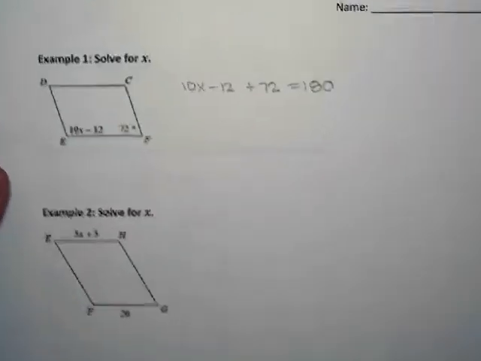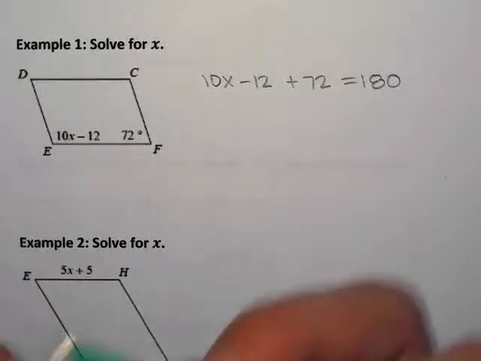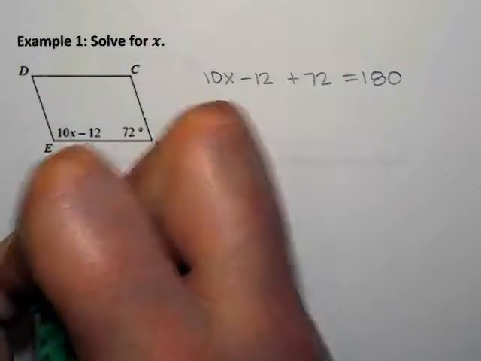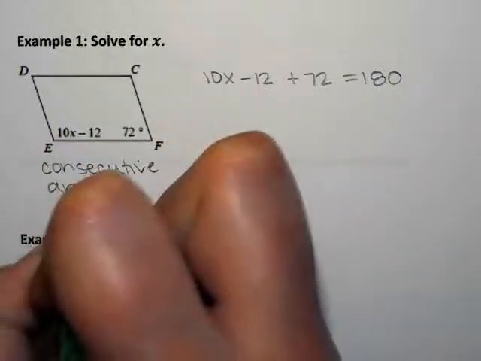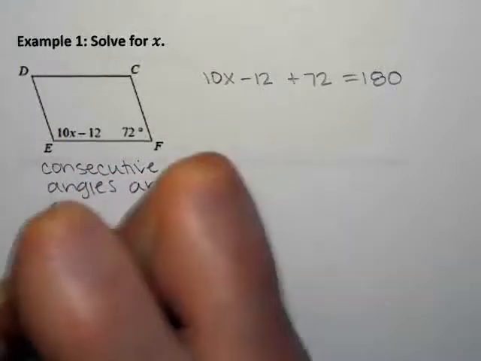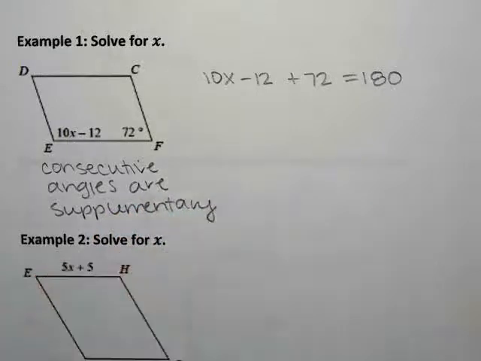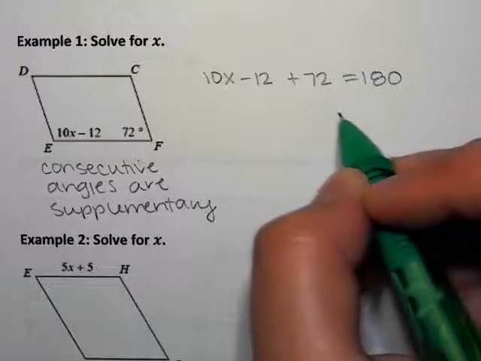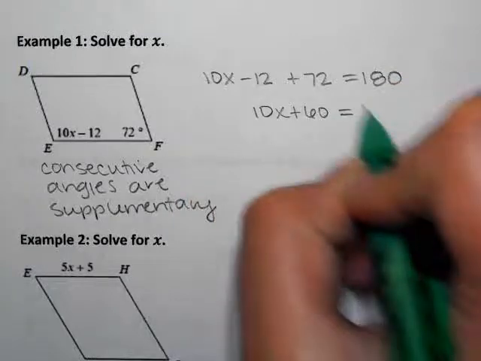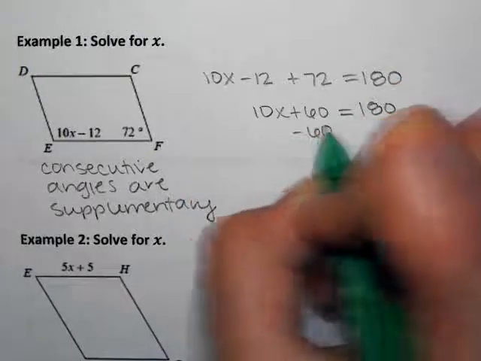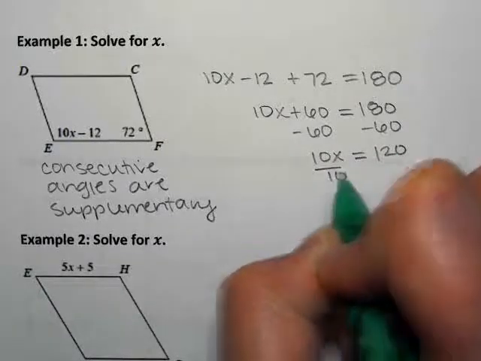Does that make sense? So consecutive angles are supplementary is the math fact that we use there. Consecutive angles, I'm going to go ahead and write that. Consecutive angles are supplementary. Okay, so negative 12 and 72 gives me 60. Subtract the 60 over. X equals 12.